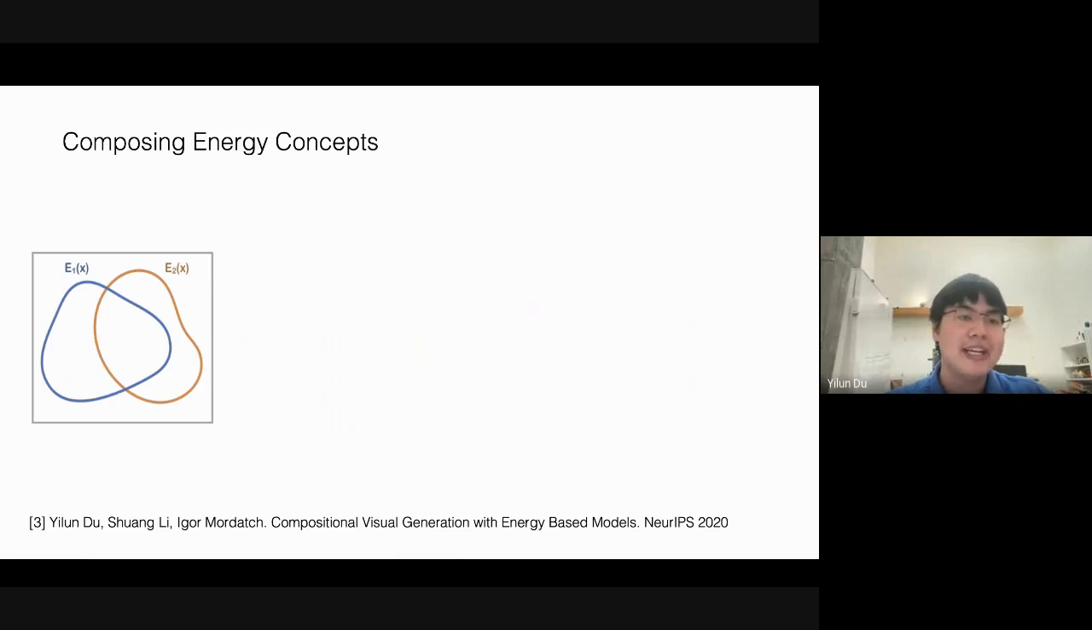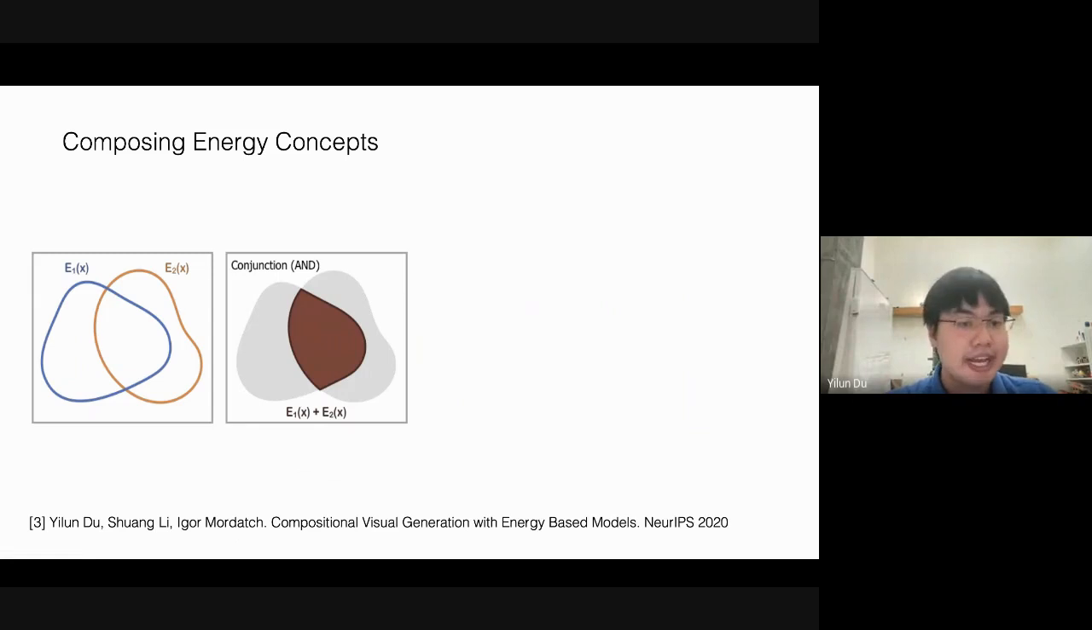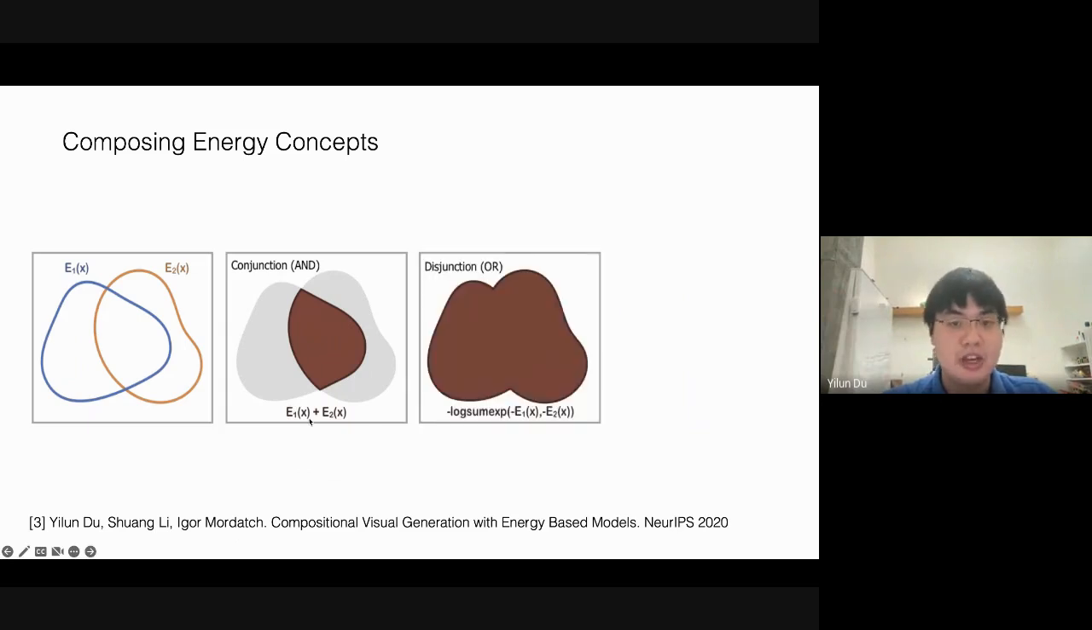So more formally, let's consider what types of compositions you can do using energy functions. Imagine I have an energy function in blue, E1, and an energy function in orange, E2. The first thing I can do is generate images or other data modalities that exhibit factors both in energy function 1 as well as energy function 2. And this is what I described earlier, where you basically just try to minimize the energy function that's the sum of these two energy functions.